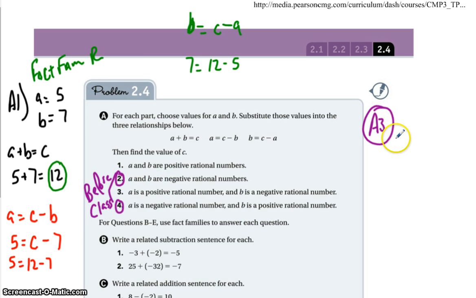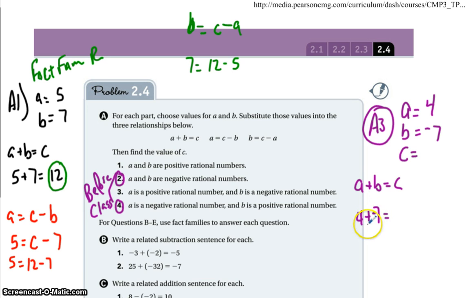Okay, so we have A is a positive rational number, B is a negative rational number. So this time I want A to be a positive rational number. We're going to say A is 4 and B is a negative rational number. Let's go with a negative 7. Okay, so we don't know what C is going to equal, so we're going to set up the first relationship, A plus B equals C. So A, 4, plus a negative 7, we're going to substitute that value in there, equals.